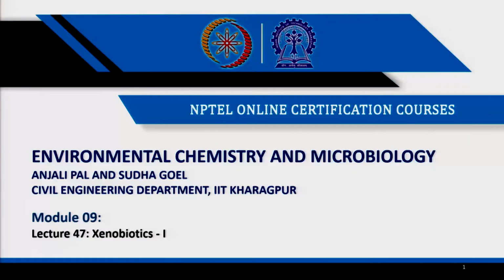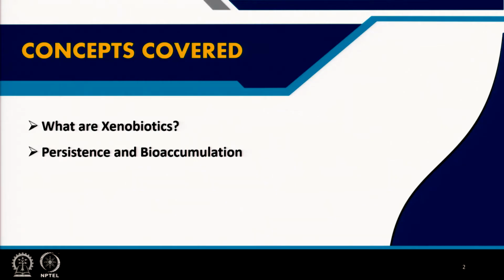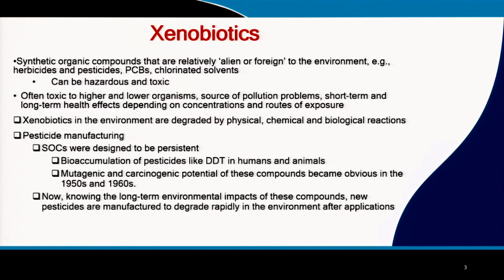Welcome everyone to the next topic in Module 9. We're starting with a new topic called Xenobiotics. It's divided into two parts. Lectures 47 and 48 will cover xenobiotics, and this is part 1. What are xenobiotics is our first subtopic. We'll look at what these compounds are and where they come from, why they are persistent, and why they bioaccumulate in the environment. These are some of the things that we're going to look at in part 1.